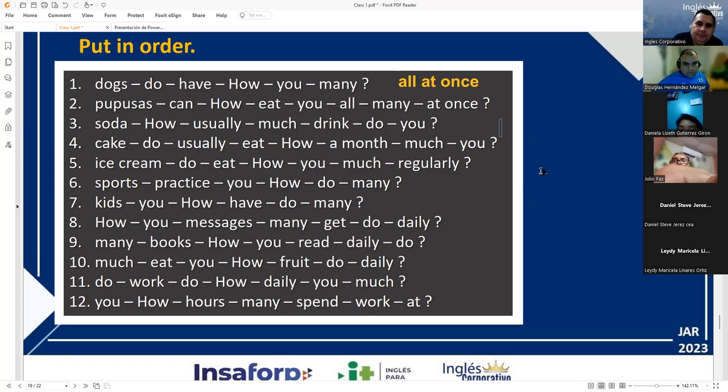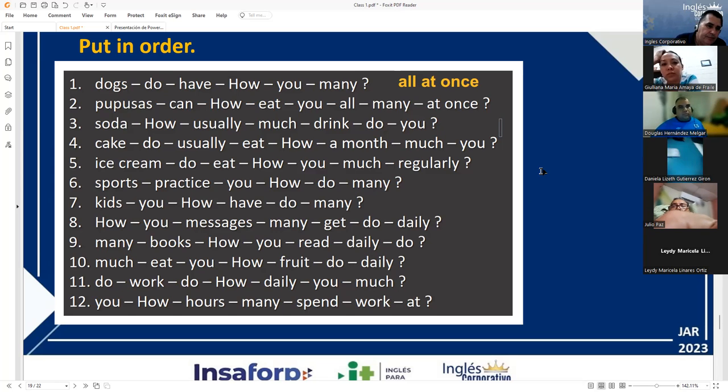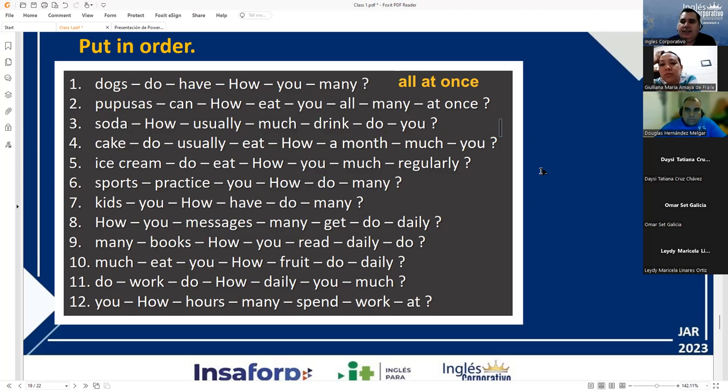How much cake do you usually eat a month? Excellent. Five. How much ice cream do you eat regularly? Six.